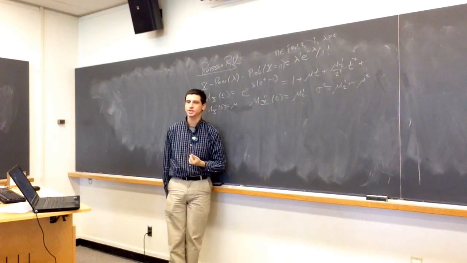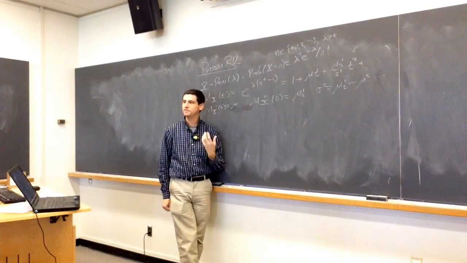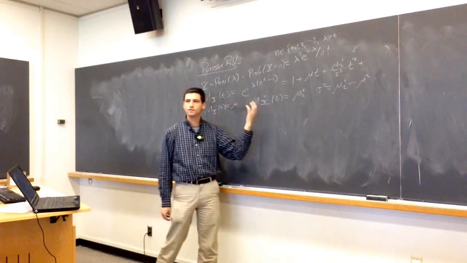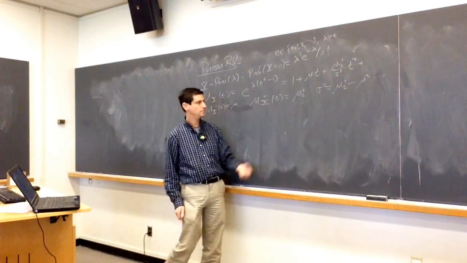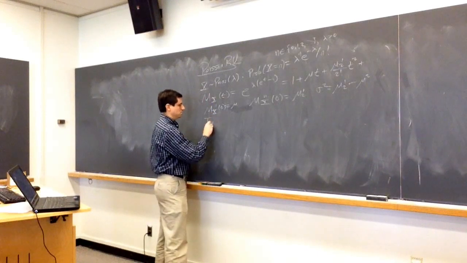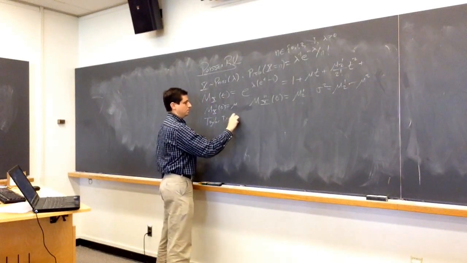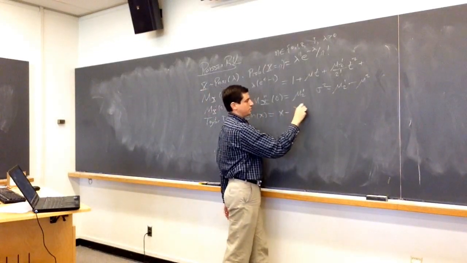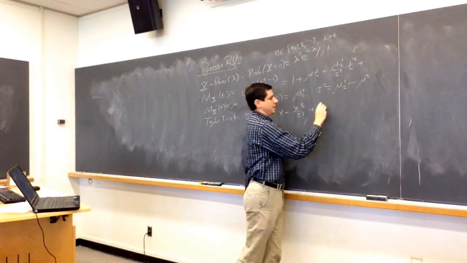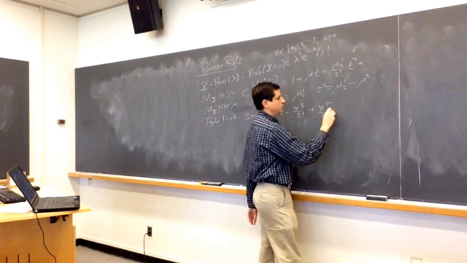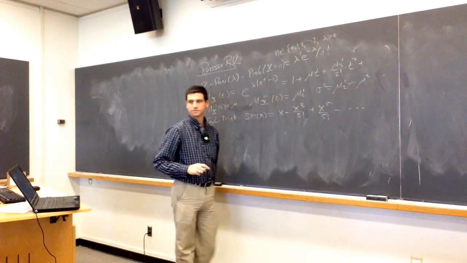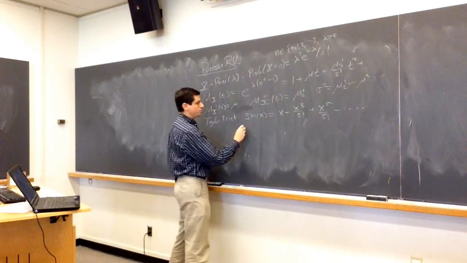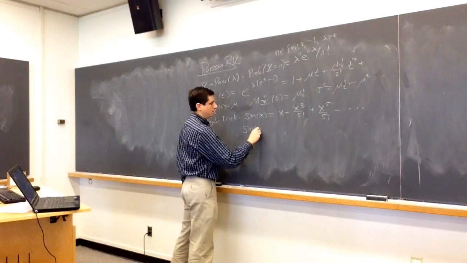There is another way to do this, and this is related to some things you may have seen in Calc 3 in terms of calculating Taylor series. So there's a trick for calculating Taylor series. So here's the Taylor trick. The sine of x is x minus x cubed over 3 factorial plus x to the 5th over 5 factorial minus, and so on. Let's say I want you to calculate the sine of x plus y.